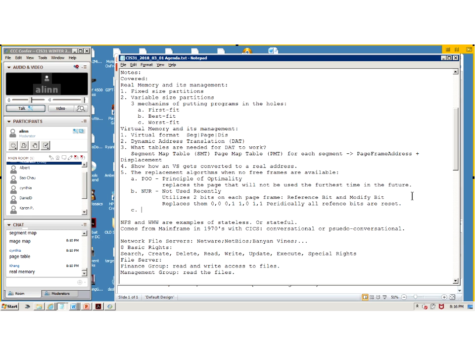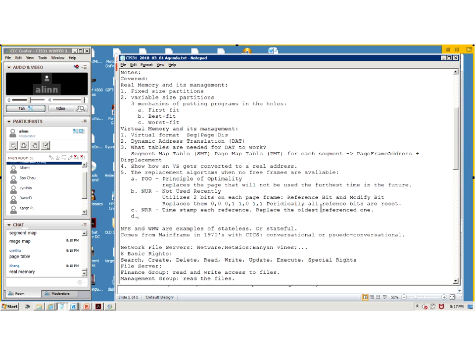Then there's the concept of not referenced recently. In other words, I have a timestamp on each reference. Replace the oldest referenced one. That's a slight improvement trying to implement this principle of optimality. This is really costly, a lot of hardware, you really can't do this, but the concept does exist.